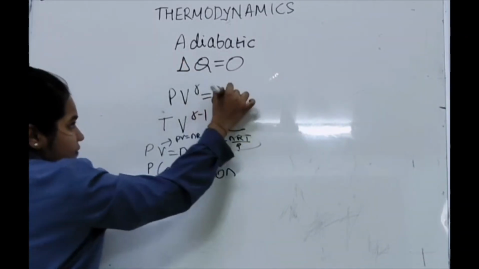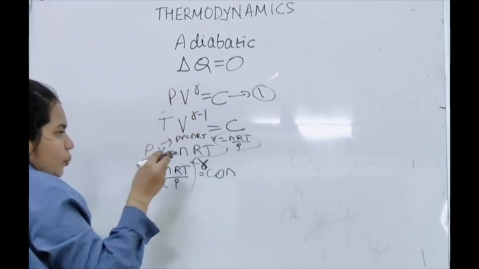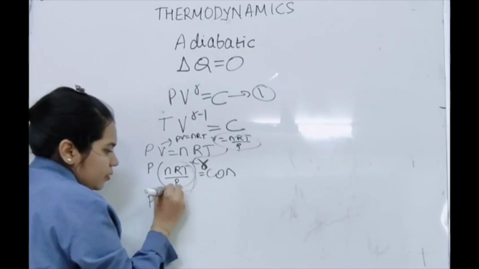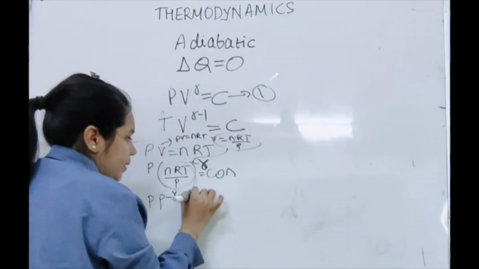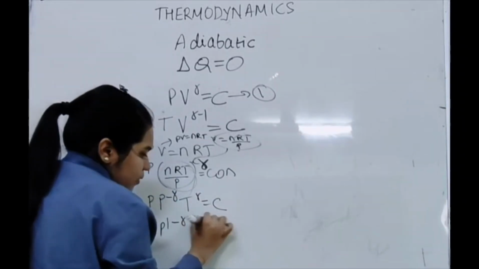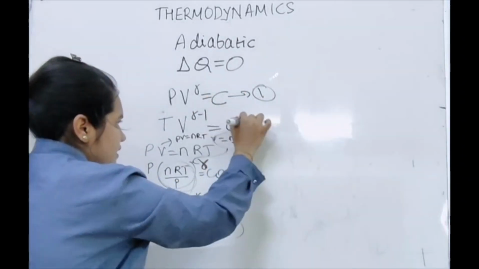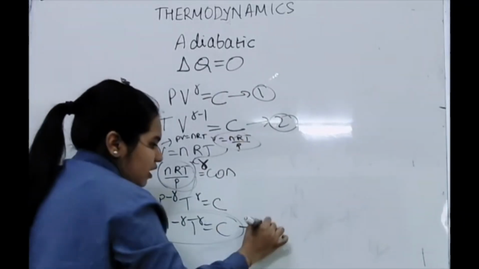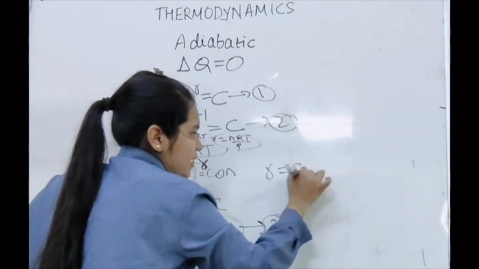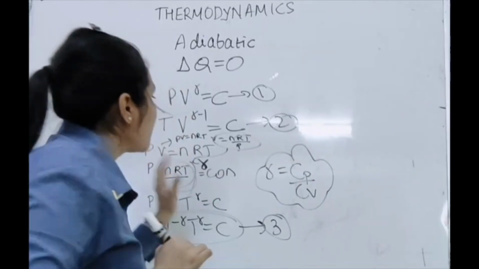This one is the first equation, right? In this equation, I am going to put this. So it will be P to the power 1 minus gamma, T to the power gamma equals constant. So this is the third one. This is first, this is second relation, this is third one. You know what this is? Gamma equals Cp by Cv. This relation you should be very aware of.